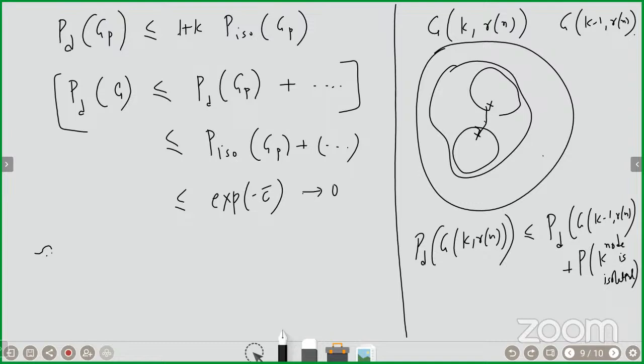So the only result I did not prove is this. If you're super interested, it's actually not very difficult, but you can trust it for now. Then the isolation in GP for large enough n is the same as disconnection in GP. All right, so that's pretty much it for today.